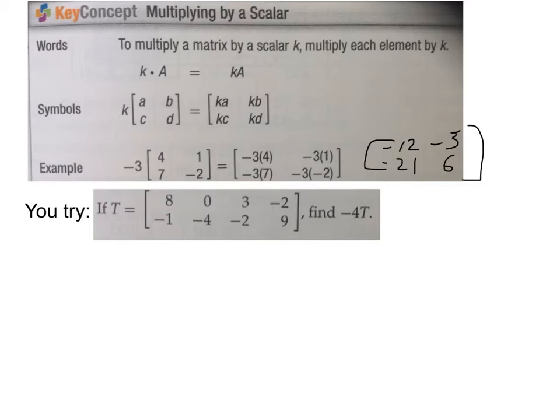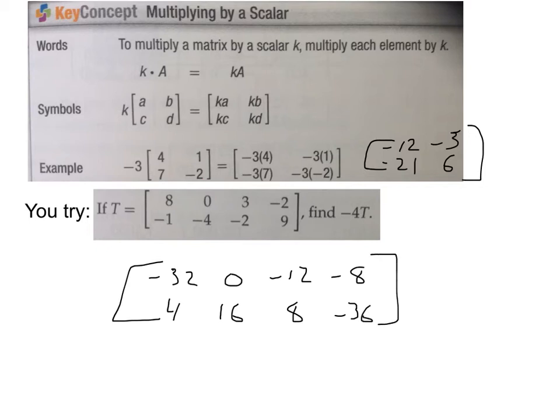Okay. Very simply, it would just be 8 times negative 4 is negative 32, 0 times negative 4 is 0, 3 times negative 4 is negative 12, negative 2 times negative 4 is negative 8, negative 1 times negative 4 is 4. Negative 4 times negative 4 is 16. Negative 2 times negative 4 is 8. 9 times negative 4 is negative 36. So hopefully that's what you got.